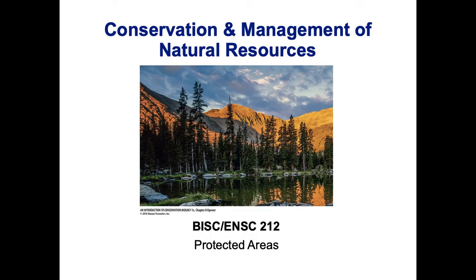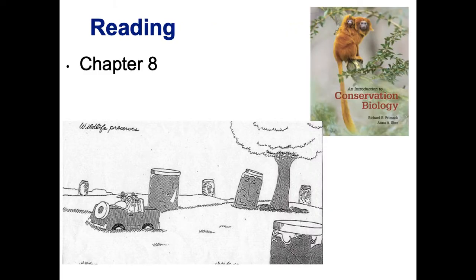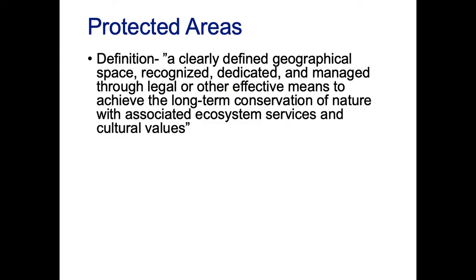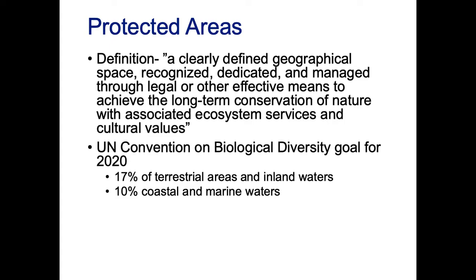Okay, so we're moving on to the next chapter, which is all about protected areas. It is chapter 8. So here's a little joke cartoon, wildlife preserves. So the definition of protected areas is a clearly defined geographical space recognized, dedicated, and managed through legal or other effective means to achieve long-term conservation of nature with associated ecosystem services and cultural values.